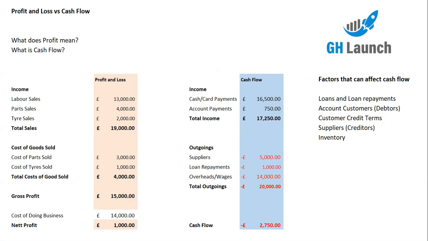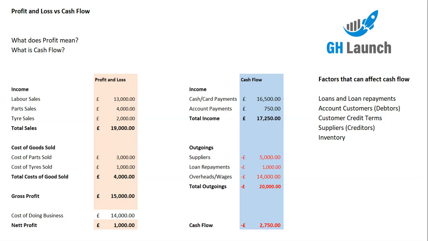So I want to look at the difference between profit and loss and cash flow, and how a profiting business can actually fail because of cash flow. So first of all, let's look at the definitions of profit and loss. A profit and loss is a financial statement that summarizes the revenue, costs and expenses between a particular period of time in a business. This can be completely disconnected from the cash flow in the business.